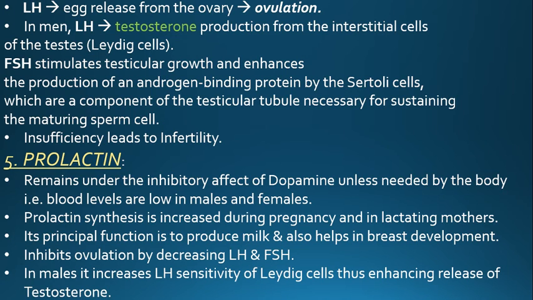Its basic function is that it produces milk, and it also helps in breast development. It inhibits ovulation by decreasing LH and FSH. And in males, it basically increases LH sensitivity of Leydig cells, which are responsible for testosterone release. So indirectly, it is enhancing the release of testosterone by the Leydig cells.